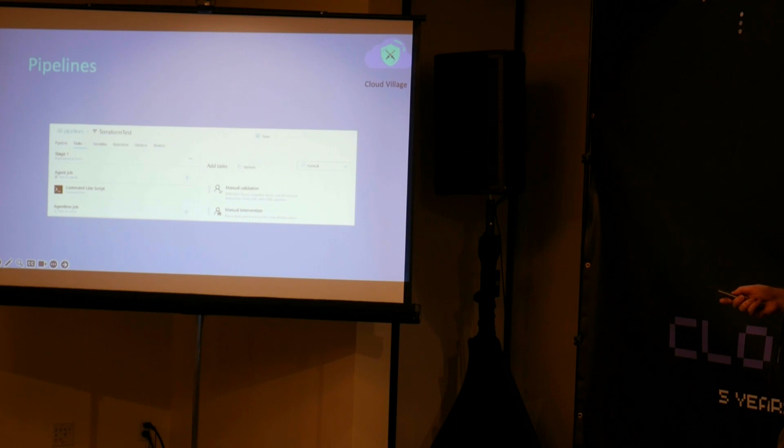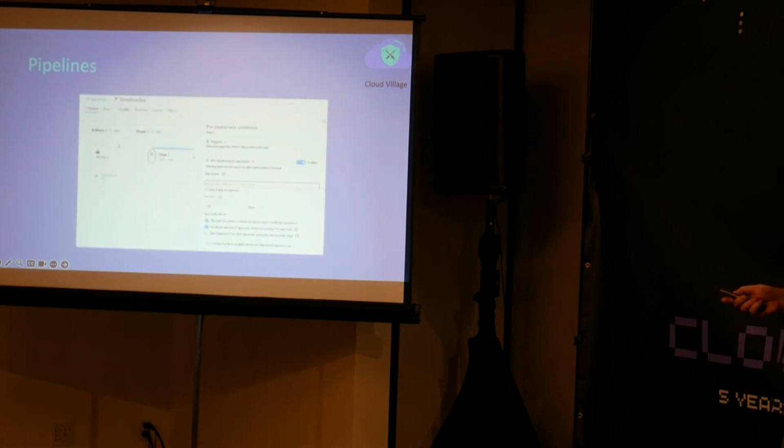This is just a screenshot for manual validation and intervention. Here you can see for the release pipeline that there are pre-deployment approvals. Again, we usually recommend 2 people, and again, the requester shouldn't be able to approve their own deployment.